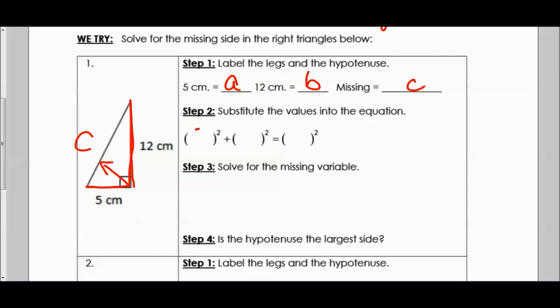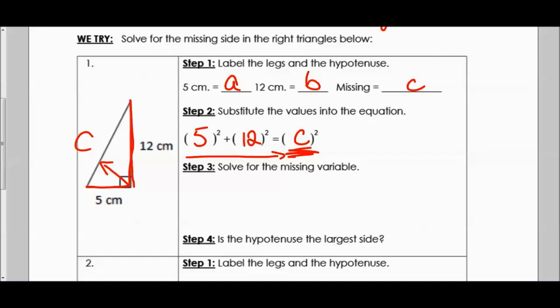We have 5 as A, 12 as B, and C we don't know yet, so we're going to keep that as C. I'm pretty much always going to do it in order from least to greatest, because the C has to be the biggest, so it just makes sense to go from smallest to biggest, but you could put the 12 and the 5 in opposite orders. Now we're going to solve this exactly like the equations that we learned in our last unit.